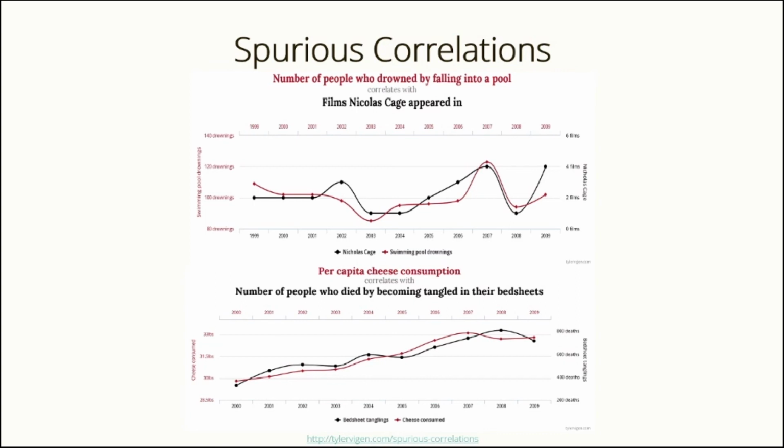You can see here that there is a relationship between the number of people who drowned by falling into a pool and the films Nicolas Cage appeared in. Now, these two variables are completely unrelated, yet they correlate. So it's highly possible that something else is contributing to that, and that these two things are just completely unrelated. But for some reason, they've got a correlation between them.